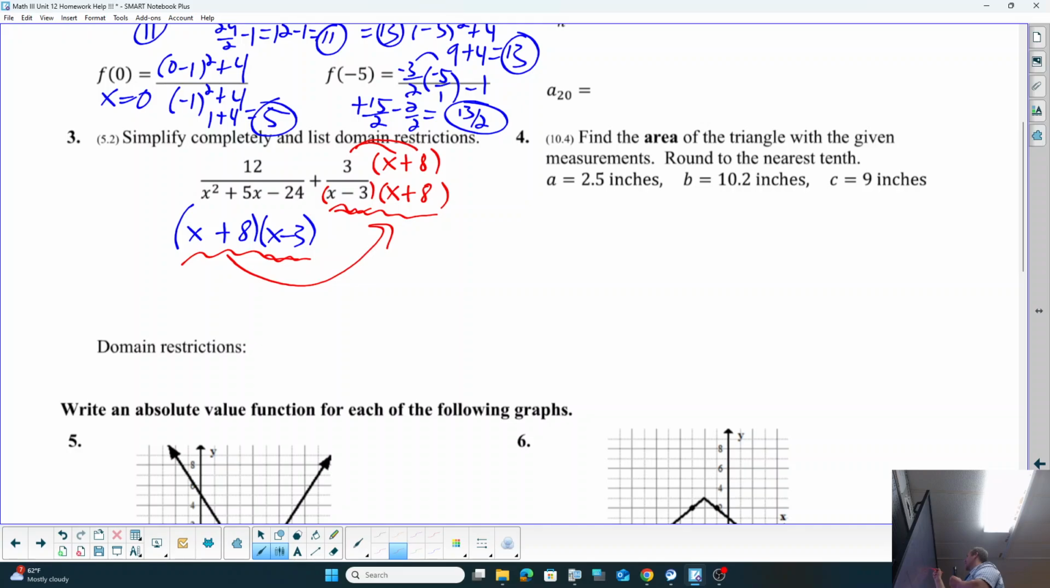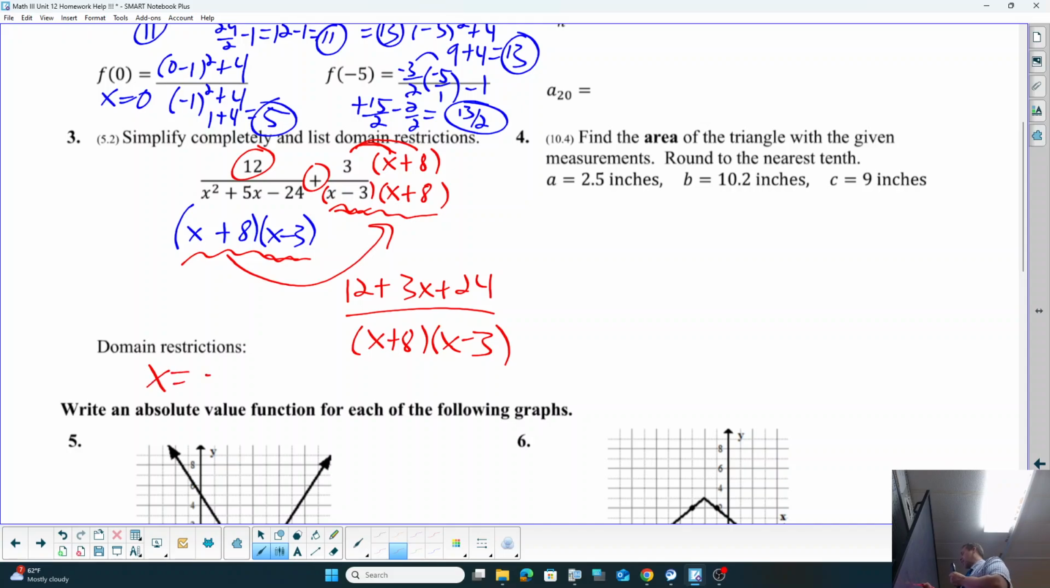So we're going to combine the top over the bottom. So we get a 12 plus, distribute the 3 through, so 3x plus 24, all over x plus 8 times x minus 3. Our domain restrictions are x can't equal negative 8 and positive 3.